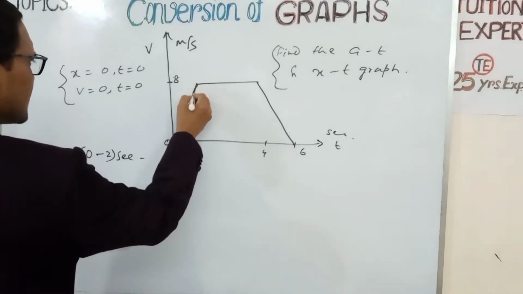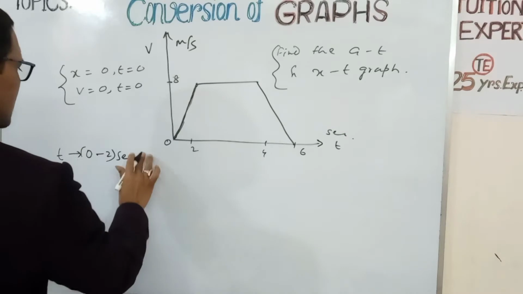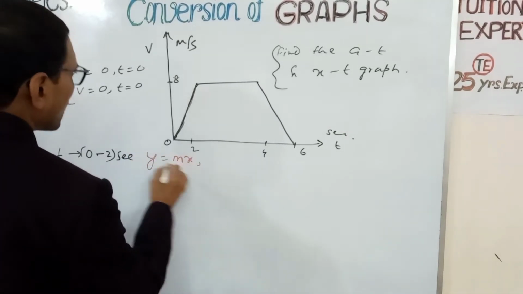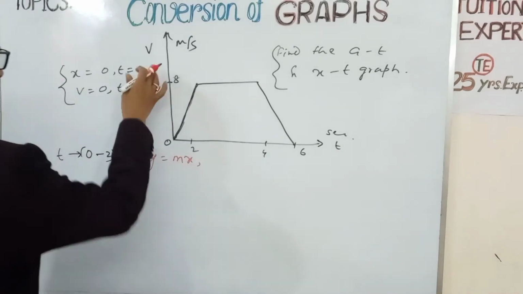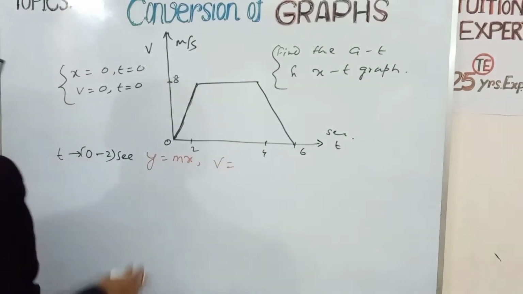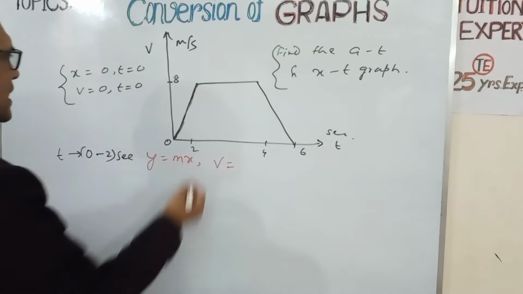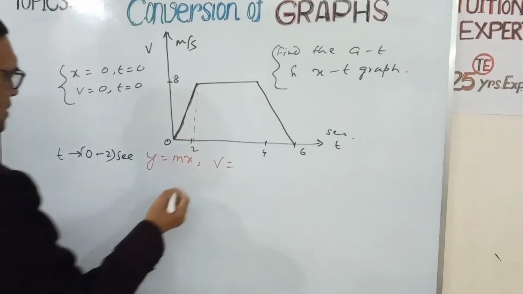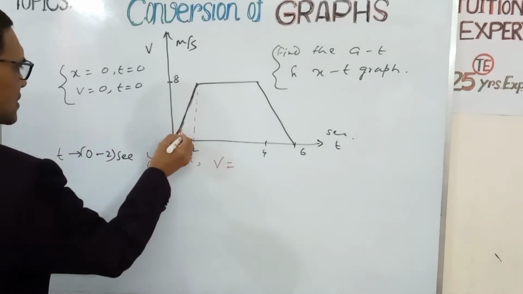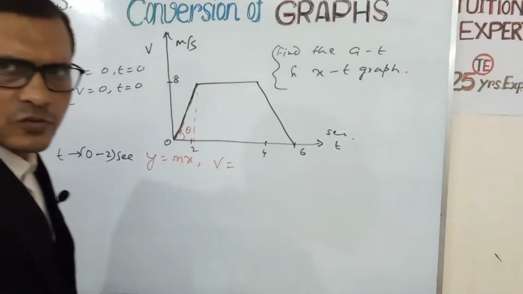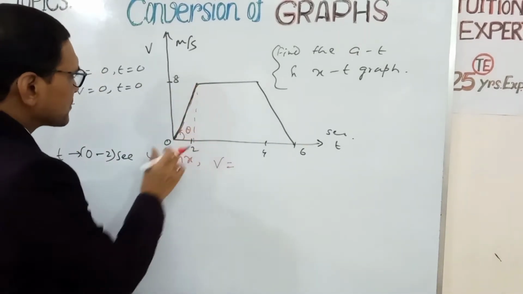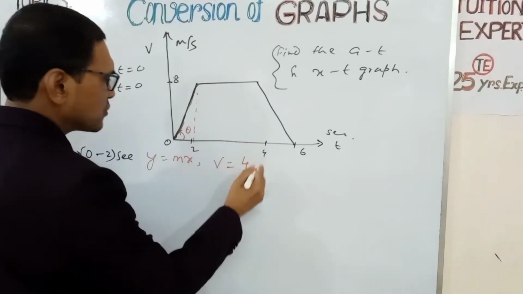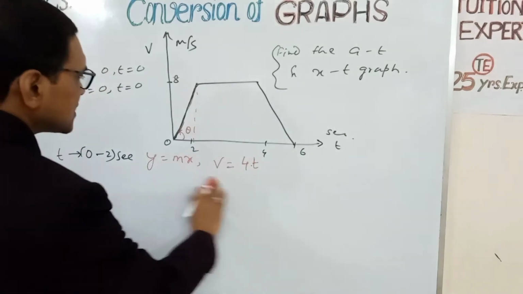This is a straight line passing through the origin, so the equation will be y equal to mx. Now here y is along v, so v equals m x. What is m? m is the slope of the line, which is equal to tan theta. So if this is theta, tan theta equal to what? Tan theta equal to perpendicular by base, so this is 4 into x. What is x? x is along t, so v equal to 4t. So this is the equation.